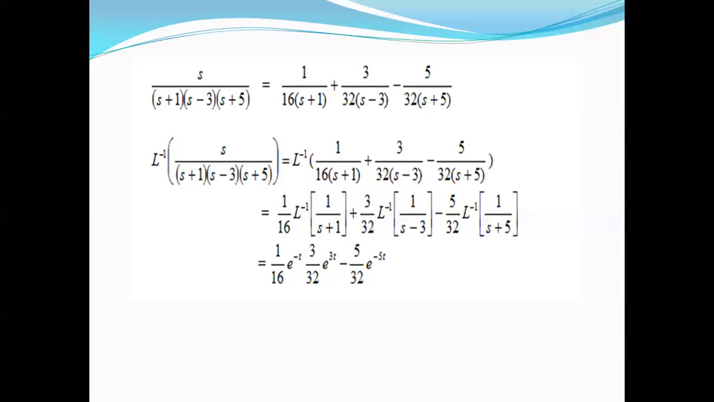That is, for 1 by 16, L inverse of 1 by s plus 1 is e power minus t, plus 3 by 32, L inverse of 1 by s minus 3 is e power 3t, minus 5 by 32 into L inverse of 1 by s plus 5 is e power minus 5t.